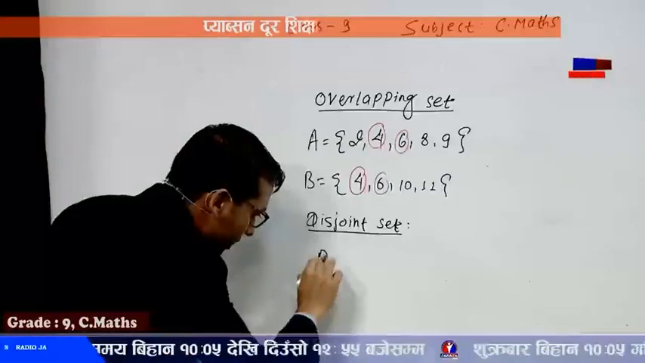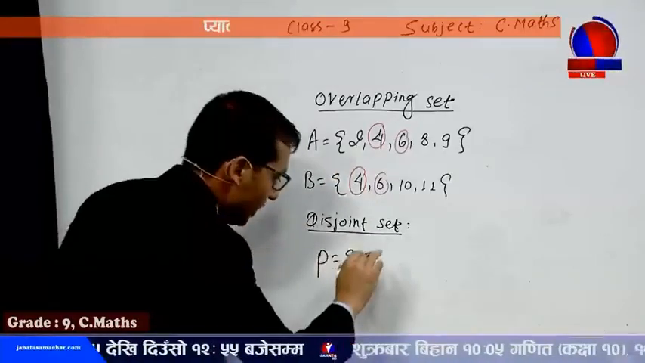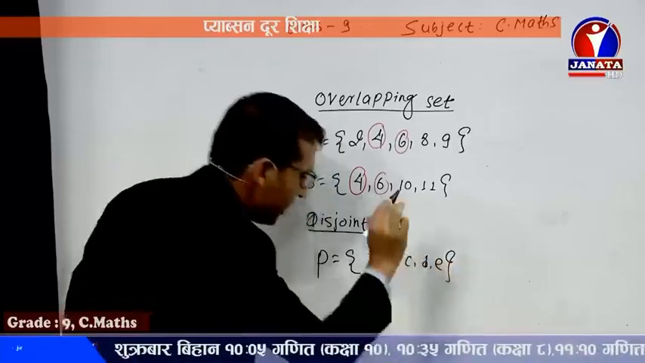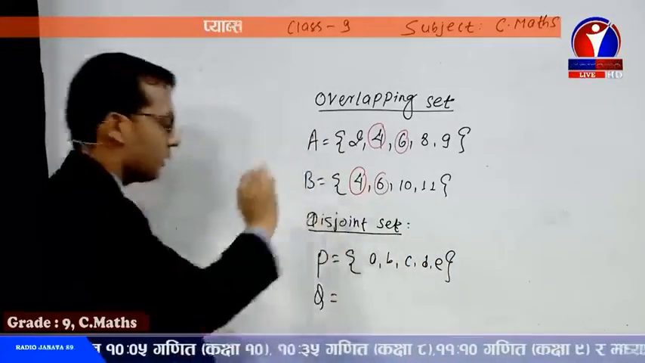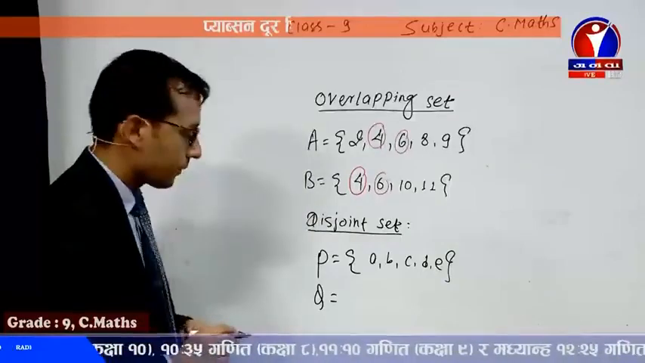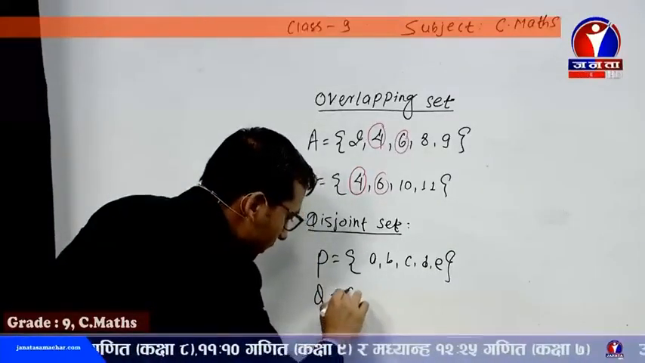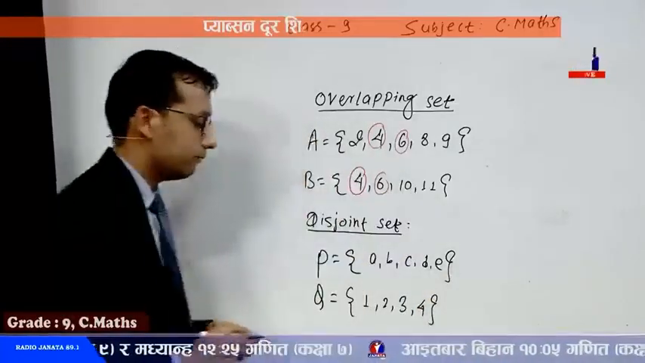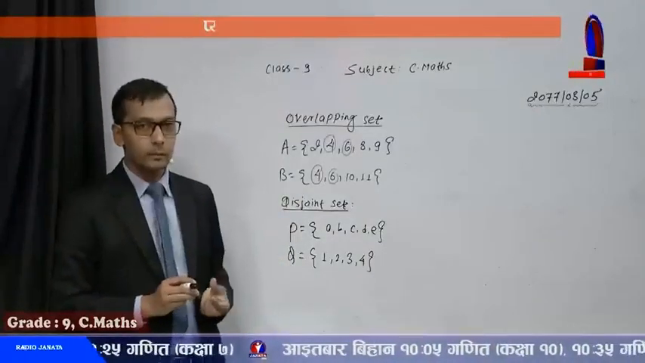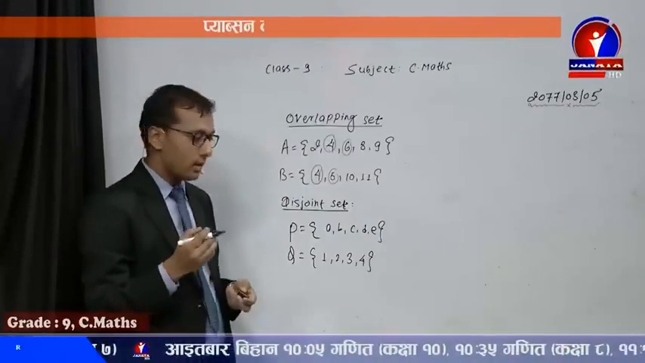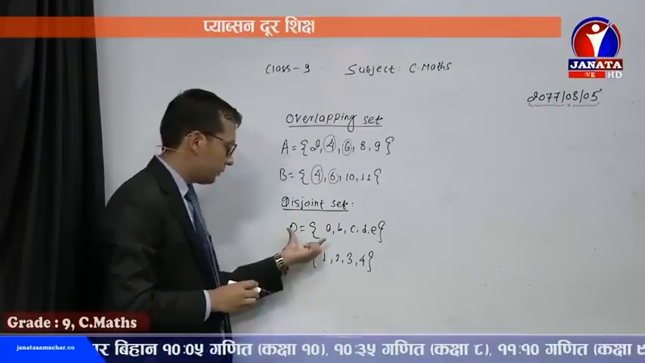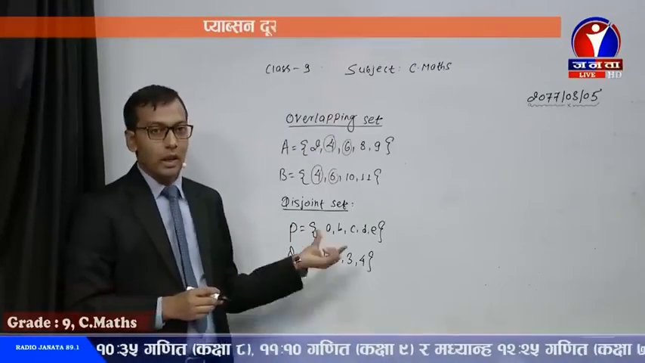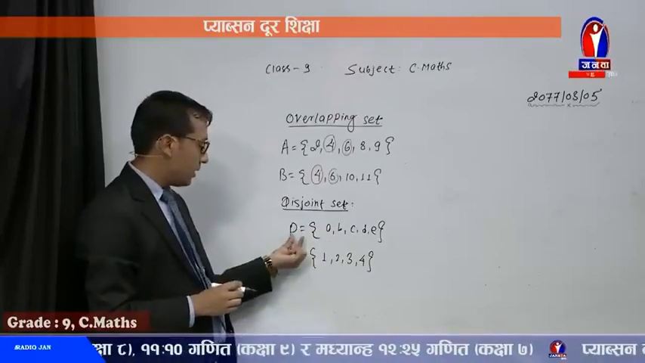Okay, so I'm taking a set P. P is, suppose, A, B, C, D and E. Let's take another set Q. Q is 1, 2, 3, 4. For disjoint sets, elements of two different sets cannot be common. So here there are no common elements in sets P and Q.